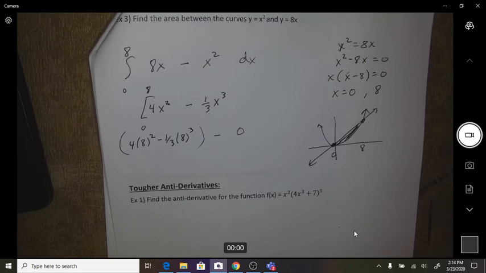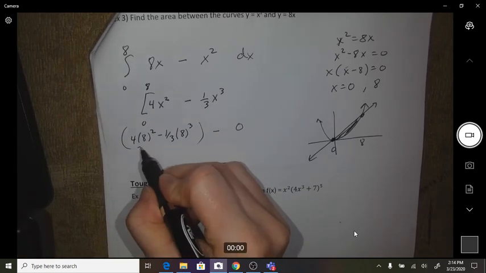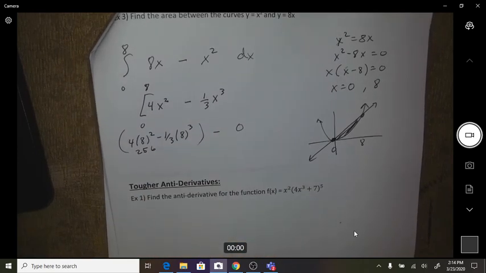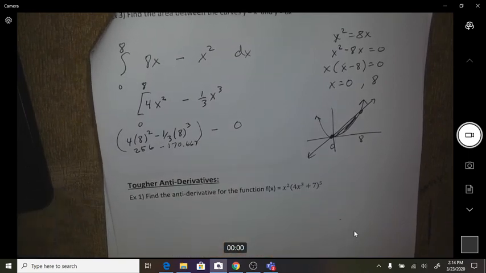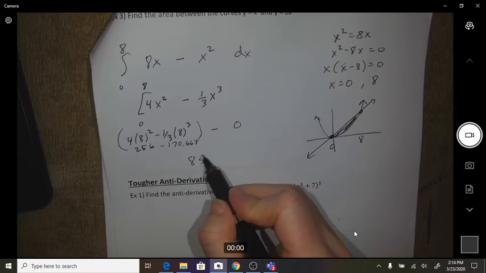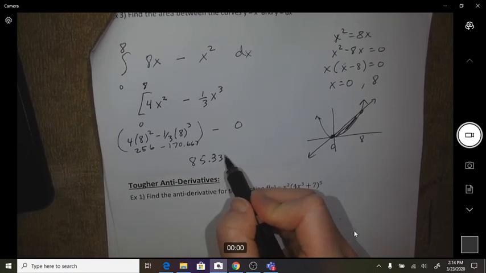Okay, so 4 times 64 and 8 cubed divided by 3. So my final answer is 85.33.